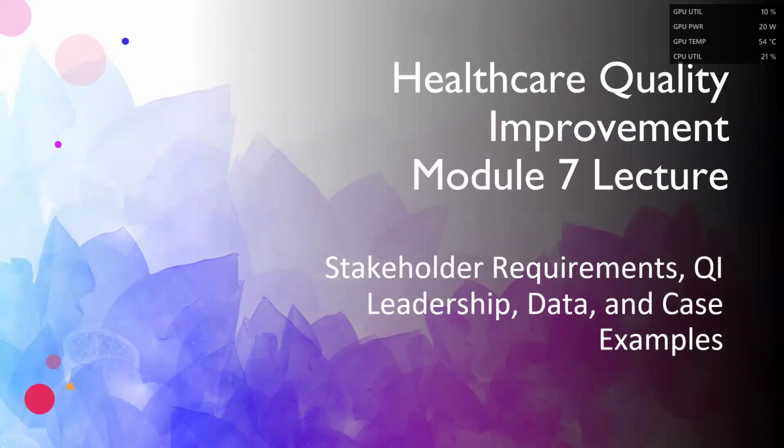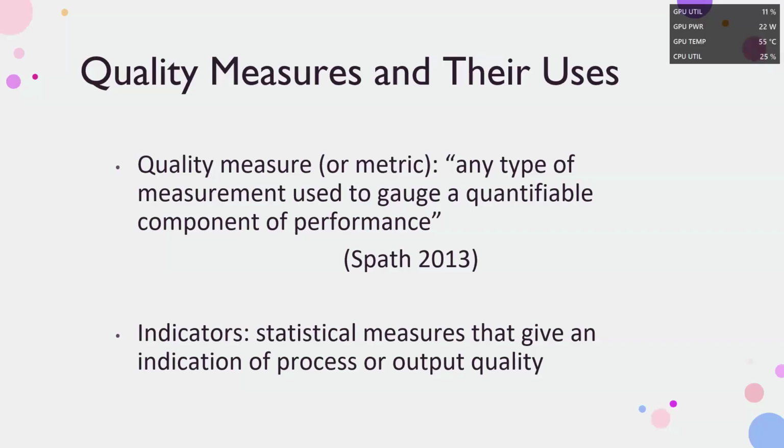All right. So far we've talked quite a bit about measurement, a little bit about analysis, but what are quality measures and how do we use them? So I want to go back to that for a moment. And again, this is from a textbook from Dr. Spath. A quality measure or metric is any type of measurement used to gauge a quantifiable component of performance.